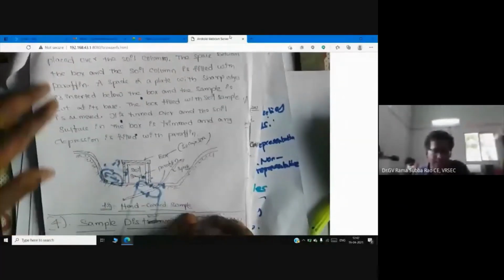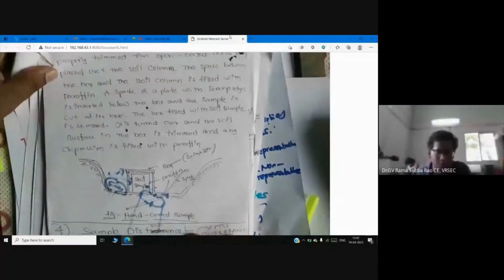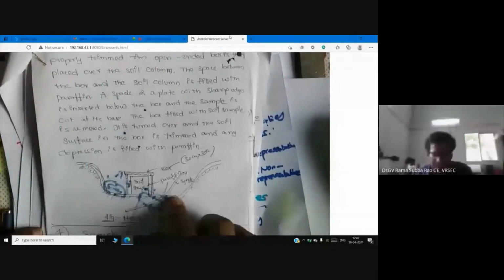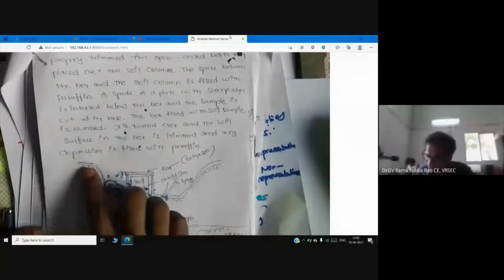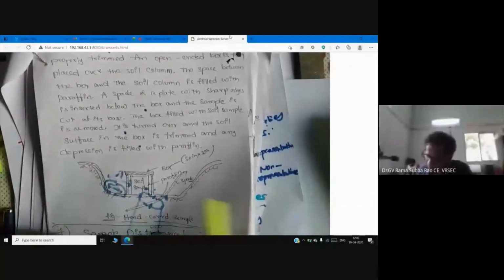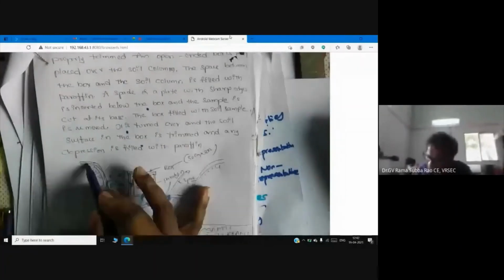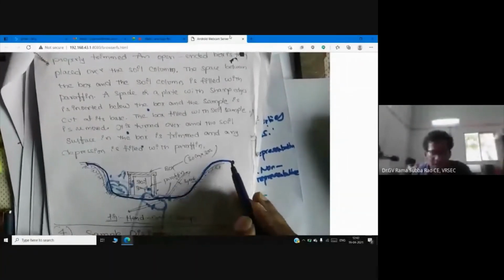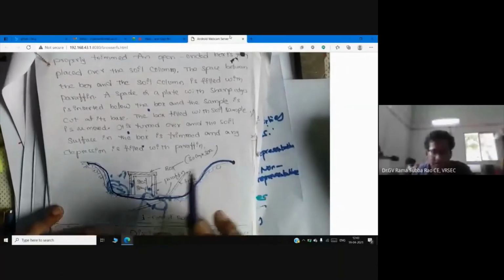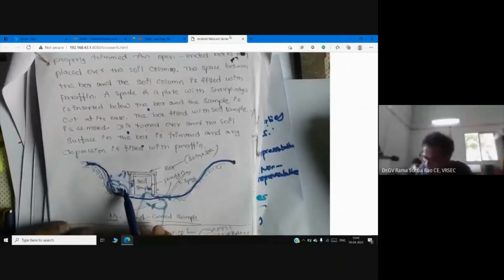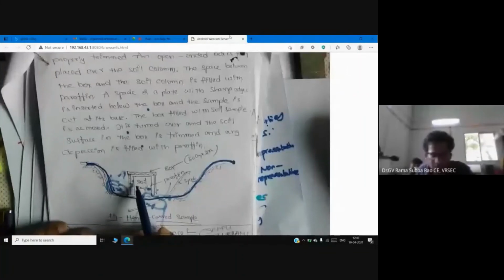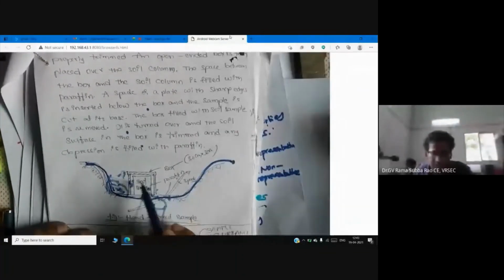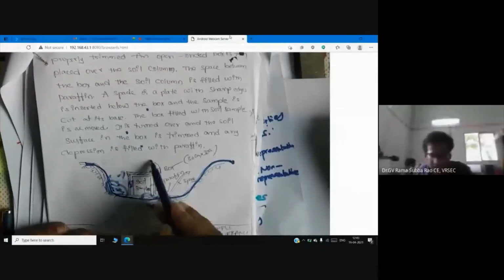As I told you, chunk sample. So what they will do, they will open the soil. Like this, you see, they will dig an excavation in the ground. While excavating, they will not excavate the middle portion. They will excavate the soil around the middle portion.